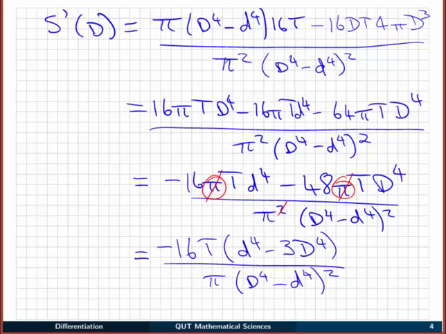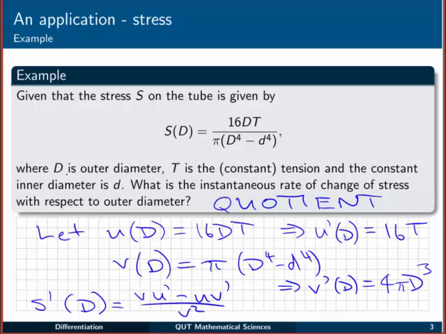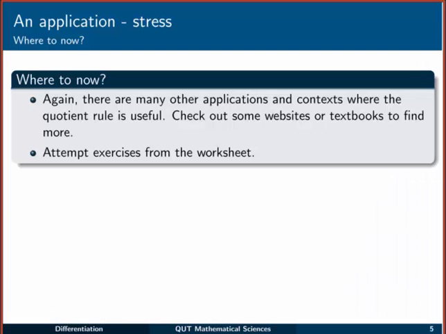So this function down the bottom here essentially tells us the rate of change of S with respect to change in capital D. So you could look at how stress changes as the outer diameter of this tube changes by plotting that function. And that's using the quotient rule.